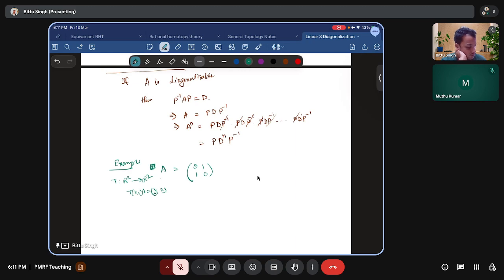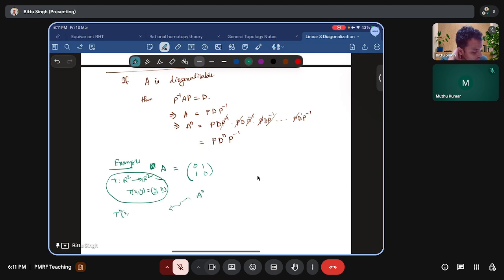Okay, this is the matrix representation of T with respect to the standard basis. Now, in this case, it is actually easy to compute A to the power n, because A to the power n corresponds to this T to the power n, and T to the power n will look like applying T n many times.